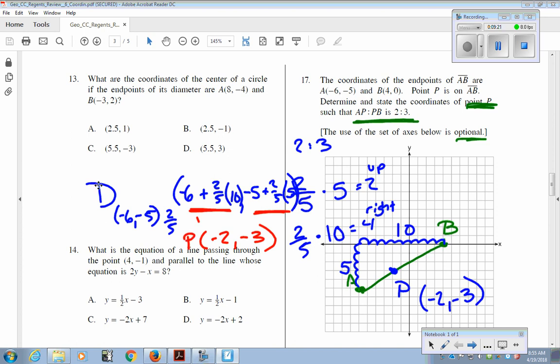And again, it says the graph's optional. The graph can be helpful, at least for purposes of checking, if you don't use it exclusively for the answer, because I know a lot of people like the visuals more than trying to do it algebraically. But if you do it both ways, even better. Okay? So I hope that helps you with these.